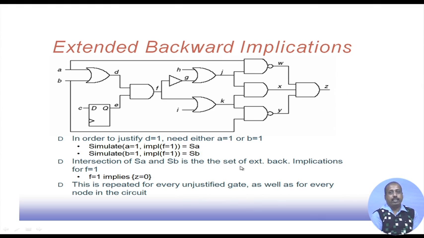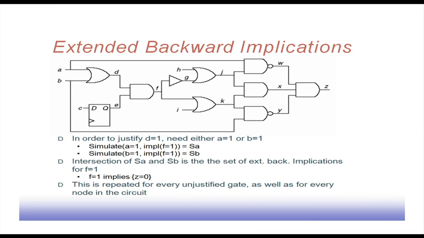So, you see that once we do first the direct implication, then the indirect implication, then we do an extended backward implication. So, that way almost the entire circuit will get covered. If there are some possibilities that some of the signal values will get some definite value, that can be obtained by doing this process. So, this procedure will be repeated for every unjustified gate as well as for every node in the circuit.